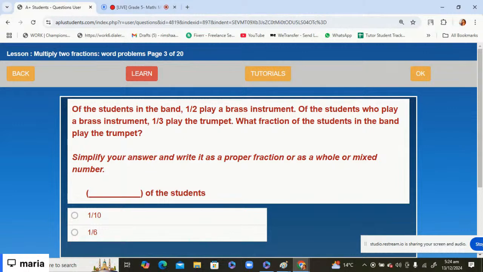What's the option, A or B? It's 1 times 1 is 1, 2 times 3 is 6. It's 1/6.